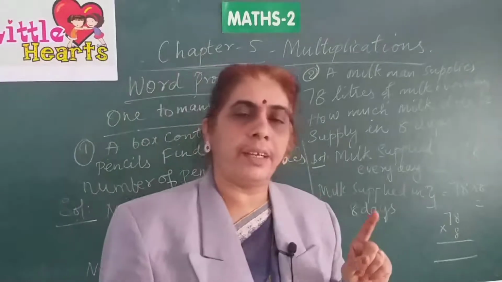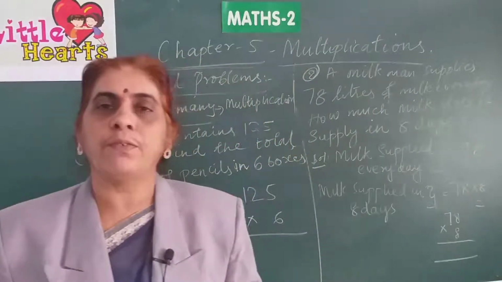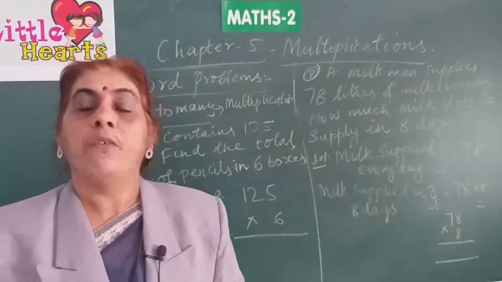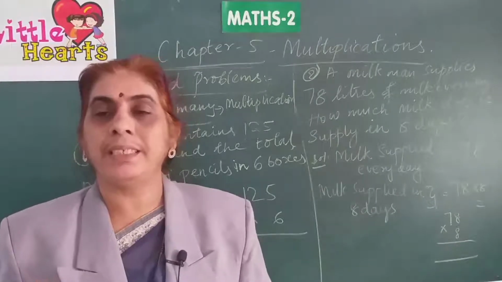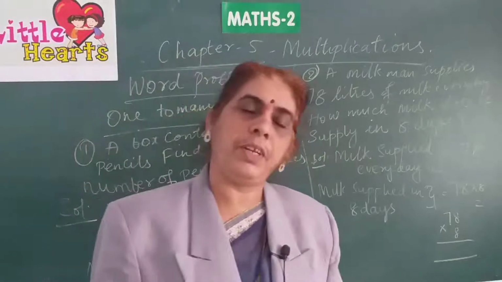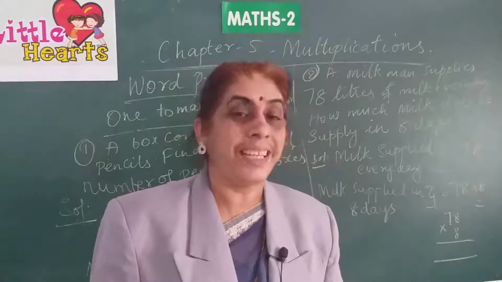The cost of one chocolate is 5 rupees, and the cost of 10 chocolates becomes 5 into 10, which is 50 rupees. So you need 50 rupees to buy 10 chocolates.